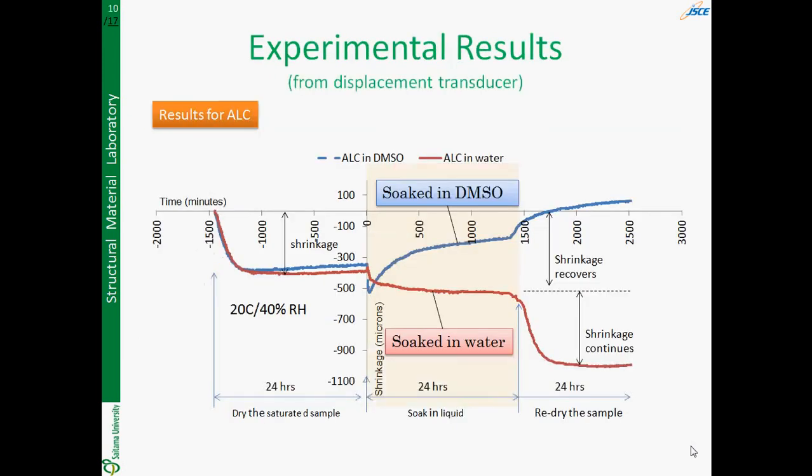This graph shows the result of experiment using ALC sample. As said earlier, the saturated sample was dried in a specific environment for 24 hours and then soaked in liquid for 24 hours and then re-dried for next 24 hours. The general trend was that the sample soaked in DMSO showed recovery of shrinkage. The drying condition did not affect the shrinkage recovery. In case of sample soaked in water, shrinkage did not recover but remained in constant value, and when the sample was re-dried, shrinkage continued.